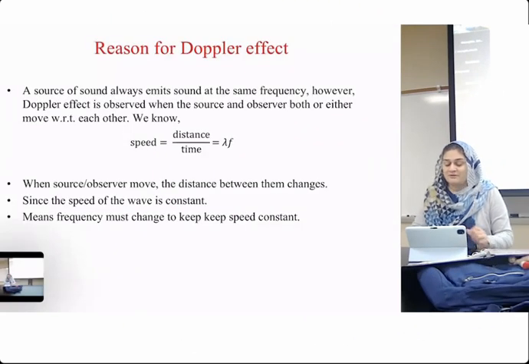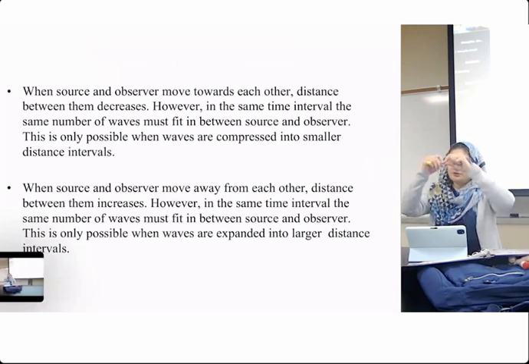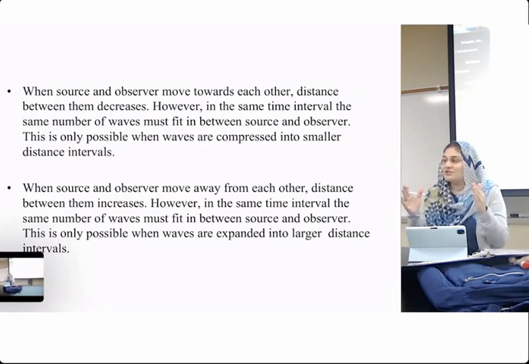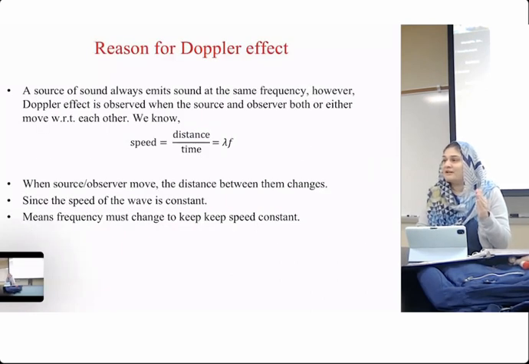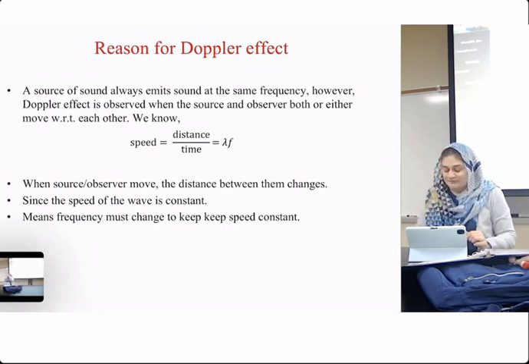There is a very good reason for it. When source and observer move towards each other, the distance between them decreases. However, the speed cannot change, so something else has to change. Remember this formula, lambda f? If lambda is becoming smaller, then frequency has to become larger in order to compensate, so the c doesn't change.